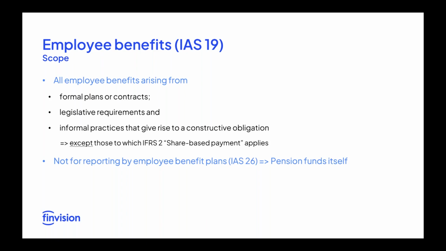There is a separate standard as well for pension funds themselves, that's IAS 26, which is not in scope here. So the idea of IAS 19 is to explain for employers how to account for their pension liabilities. If those pension assets and liabilities have been externalized in a separate legal entity pension fund, then there is a separate accounting standard explaining how to account within those pension funds.